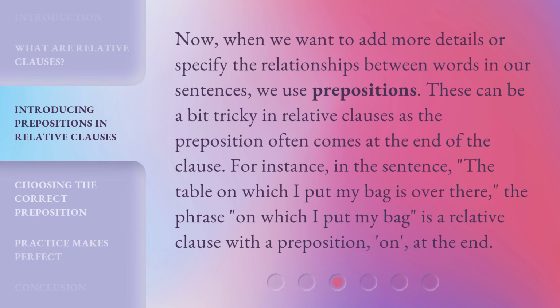Now, when we want to add more details or specify the relationships between words in our sentences, we use prepositions. These can be a bit tricky in relative clauses as the preposition often comes at the end of the clause. For instance, in the sentence, "The table on which I put my bag is over there," the phrase, "on which I put my bag," is a relative clause with a preposition, on, at the end.